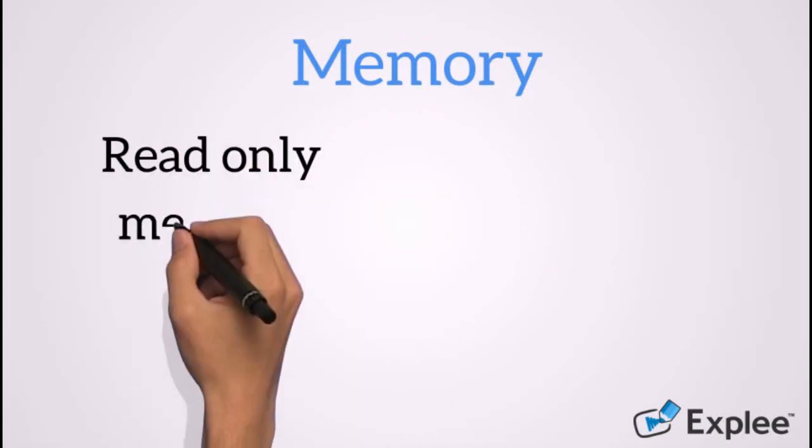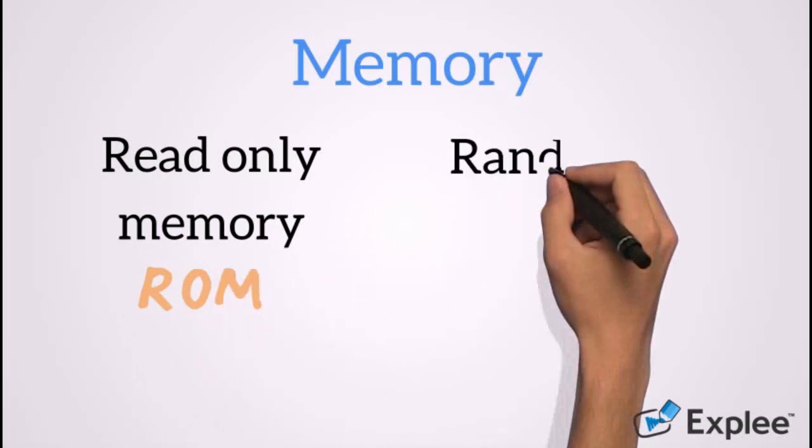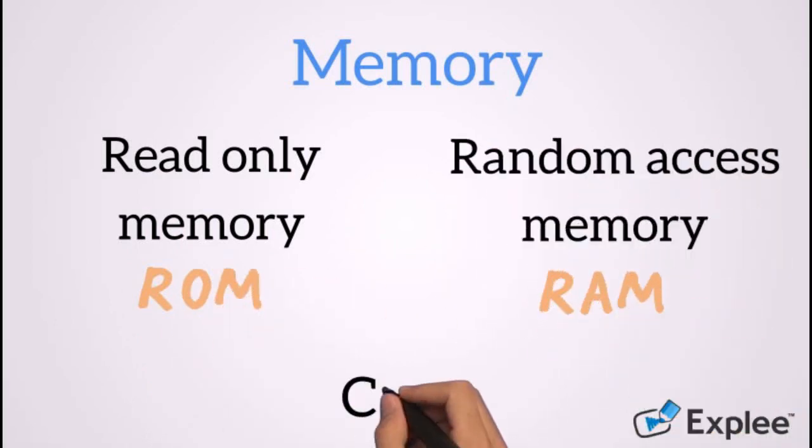Memory, which is the supercritical part of any computer, refers to the electronic storage devices or chips on the motherboard. There are three key types of memory: read-only memory or ROM, random access memory or RAM, and cache.